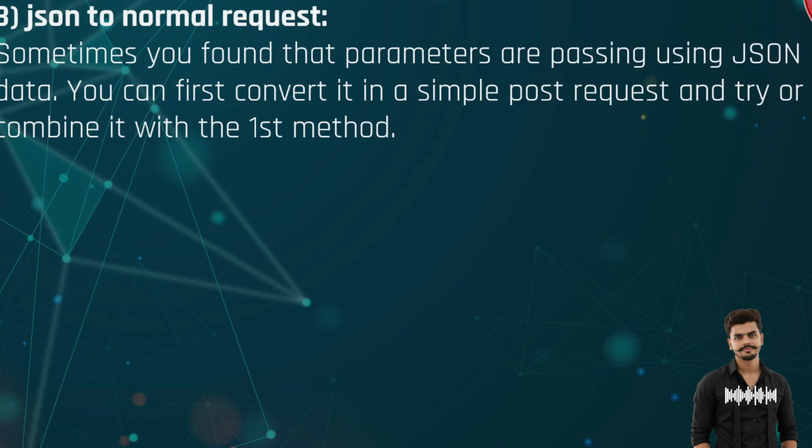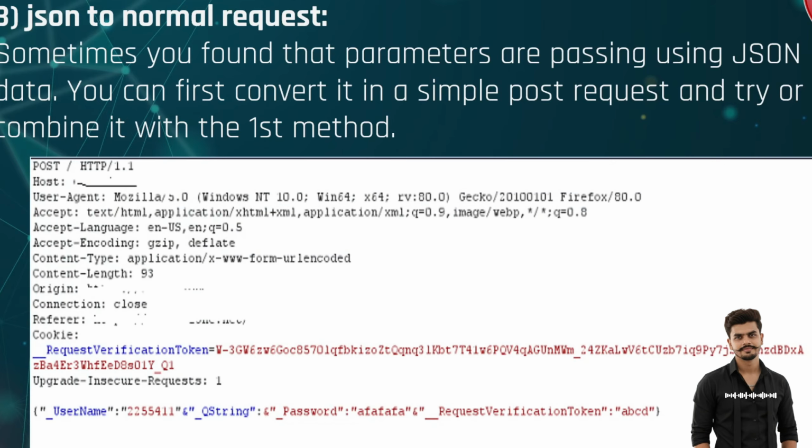And the third one is JSON to normal request. Sometimes you find that parameters are passed using JSON data. So you can convert it into a simple request and then try, or combine it with the first method. Here is a tiny example. See, this is the JSON form. Sometimes the tokens will be transferred or verification will be done using this JSON form. You can see over here. So mainly you can replace the content of the parameter which leads to the verification of CAPTCHA.